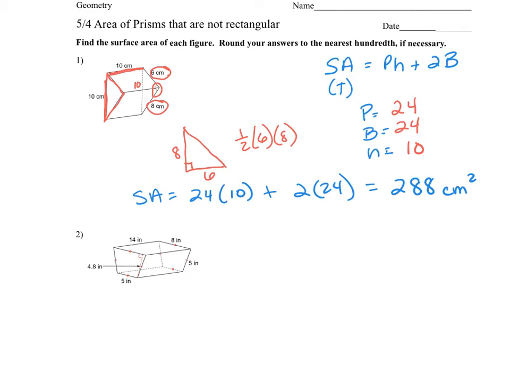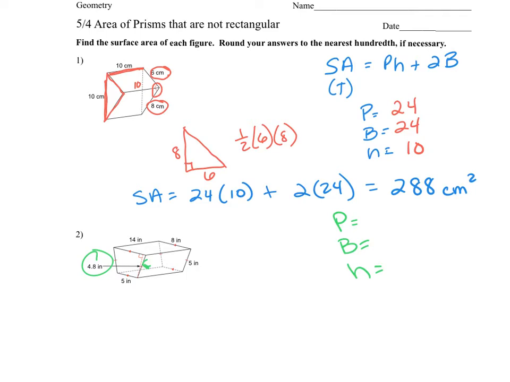And now the height is 4.8. I know you can't see that very well. Let me take off, but the height is the distance if you climb up on top of the trapezoid and jump down, which is that red mark right there, which is 4.8. So we have the same thing, perimeter. We need the base, area of the base, and the height.